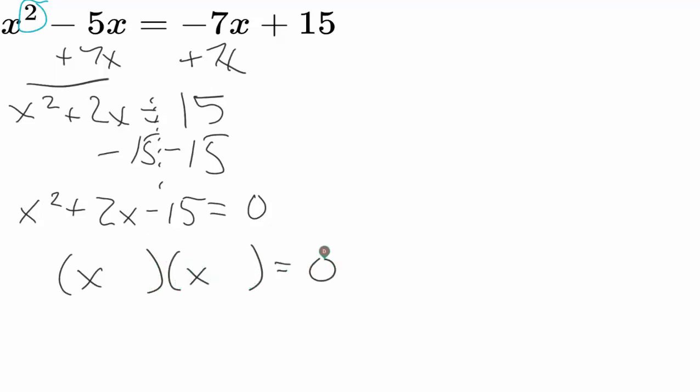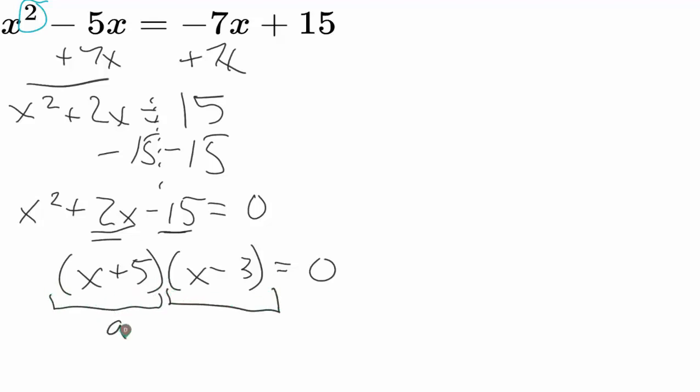So it's going to be a plus 5 and a negative 3, because positive 5 times negative 3 is negative 15, right? So that's what we get here. And then positive 5 minus 3 is a positive 2. That's what we get for our middle term. So these check out okay. Keep in mind this is our zero product property. Something times something equals 0.